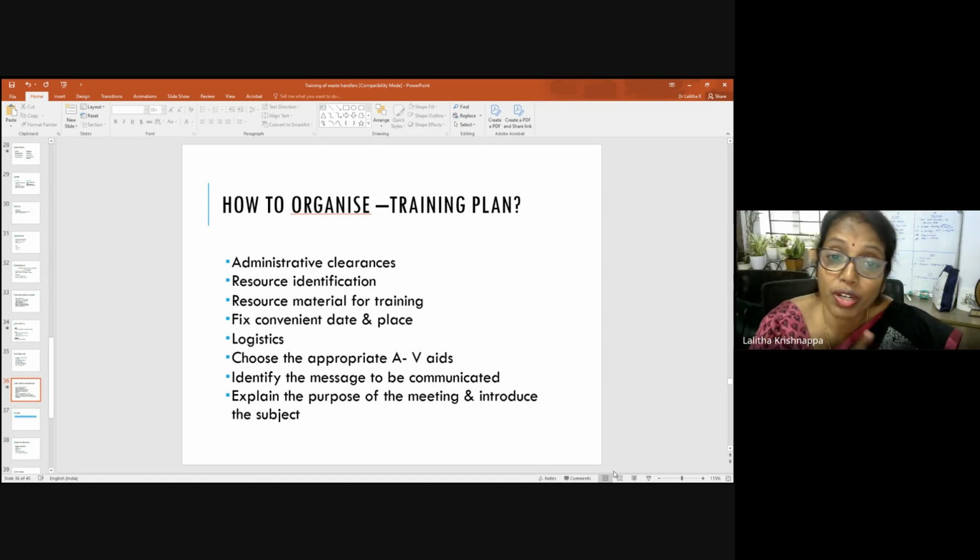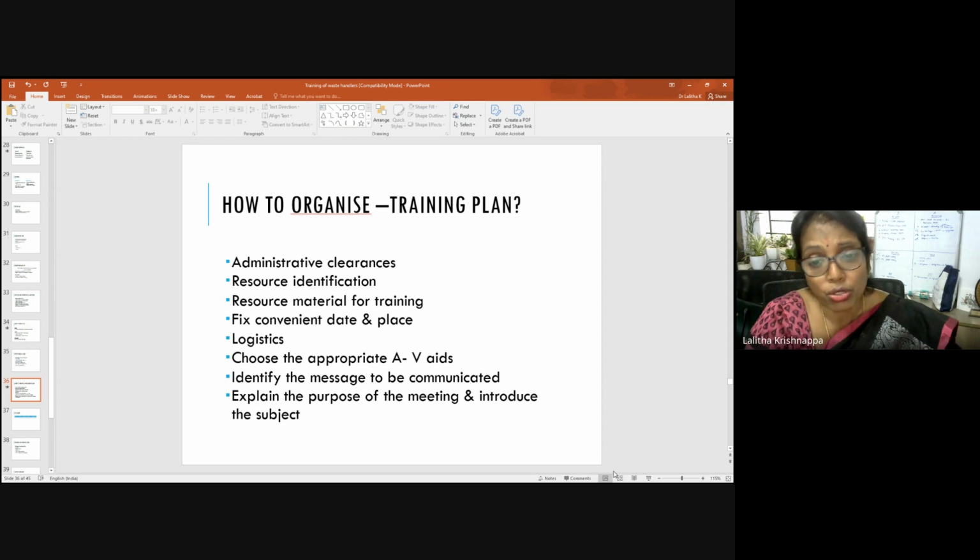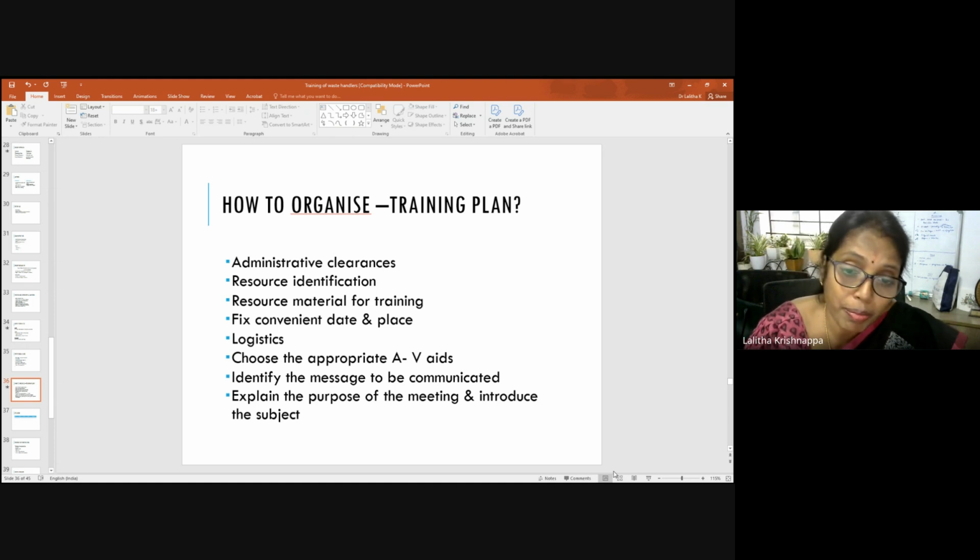Identify the resources for training and also the venue. Fix the venue, a convenient date and time, and logistics, choose appropriate aids, and also identify what message you want to communicate. Not all the messages you can communicate in a single training program. In fact, you can have simple training programs for specific activities. You can have a hygiene class itself, or a waste segregation class itself, because they have to be working as well as being trained, so you can't completely pull them off from the work and completely train them. Explain the purpose of the training and introduce the subject.